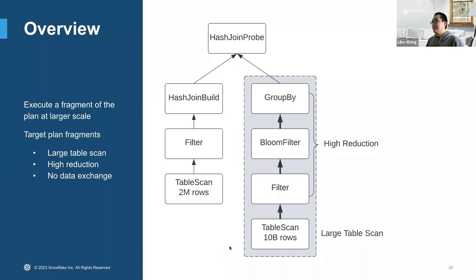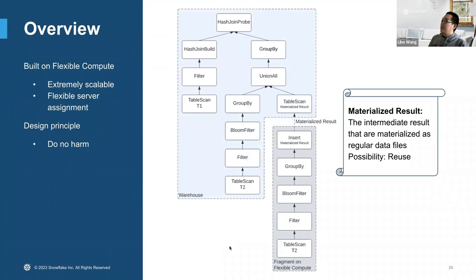So next slide, please. Yeah, this diagram basically shows how we do the plan rewrite and execute everything. As I mentioned, we want some extra servers. So where do those extra servers come from? They come from the thing we call flexible compute. Basically they are extremely scalable, so you can grab a very large number of servers compared to the size of your warehouse.